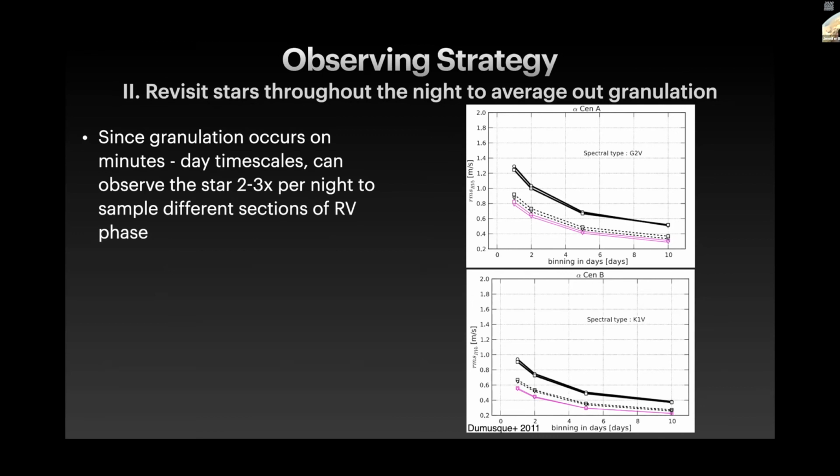Instead, you can catch the star once as it rises, and once when it's overhead, and once when it's about to set. And by sampling the star multiple times per night, you can move from the top black line in these figures, which is the RMS you get from observing once per night, to the black dashed lines in the figures, which is what you get from observing twice per night with 5 hours between your observations, to finally the pink lines, which is what you get from observing 3 times per night with 2 to 3 hours between those observations. So we can start to bend down at least a little bit the granulation.